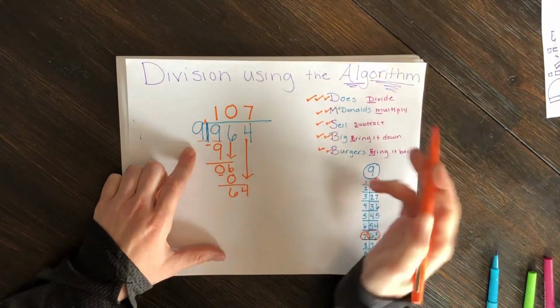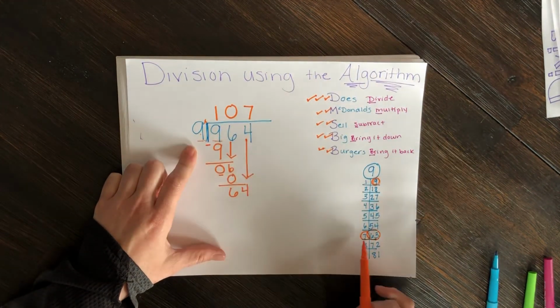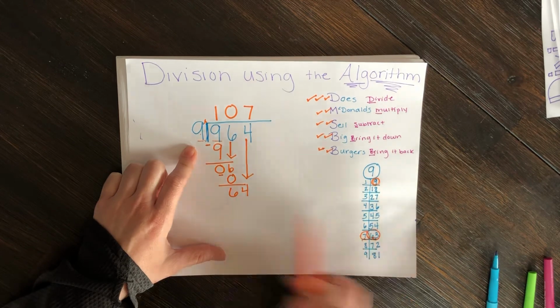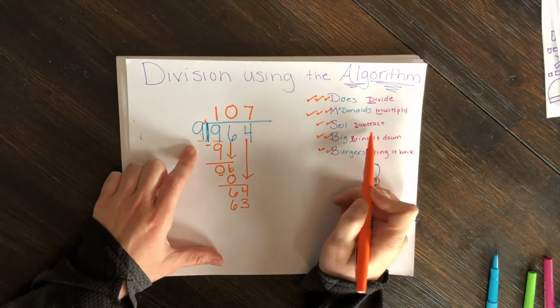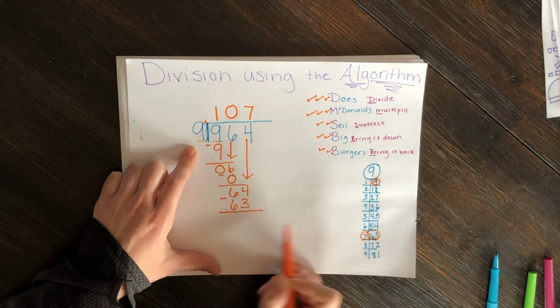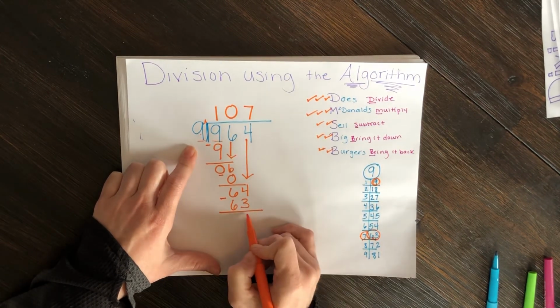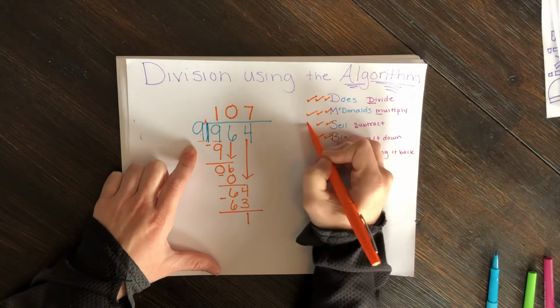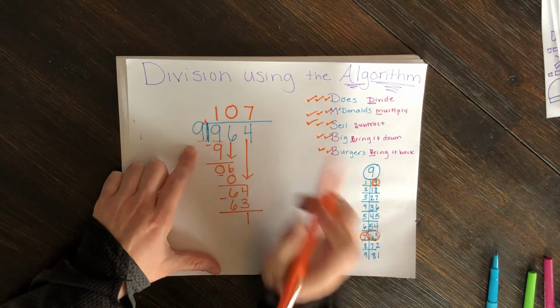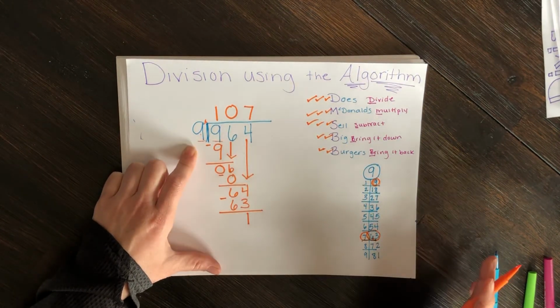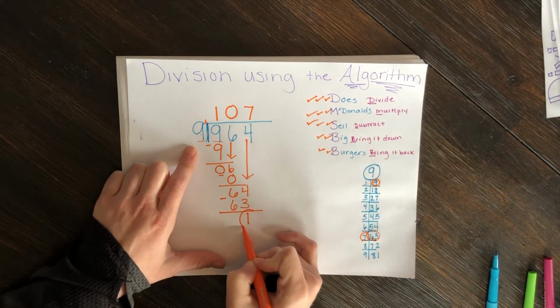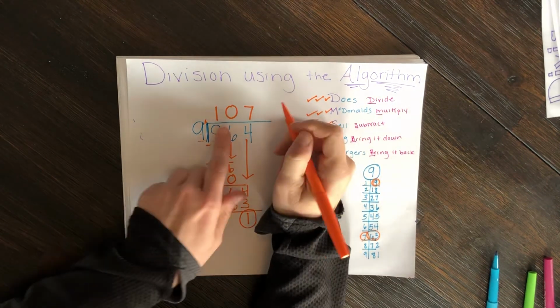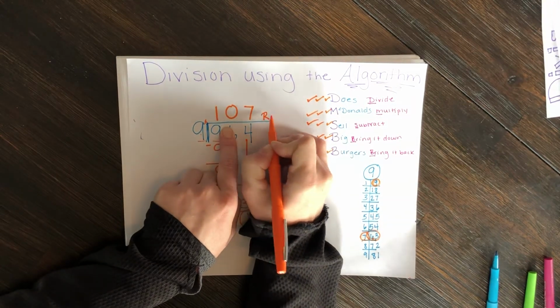So I divided. Now I'm multiplying 9 times 7. 9 times 7, I have it right here. 9 times 7 is 63. Next step, subtract. 64 minus 63 is 1. Bring it down. There's nothing to bring down, so I know that I am done. So I stop there, and I know I have a remainder of 1. So my answer is 107, remainder 1.